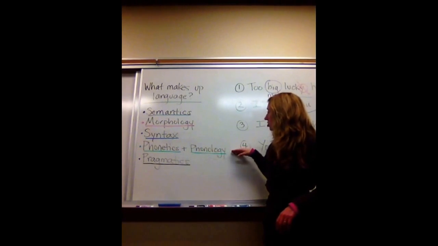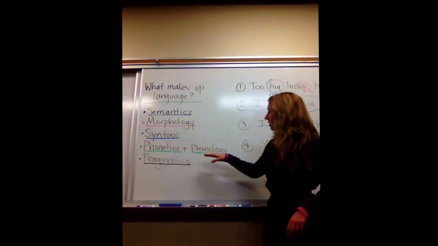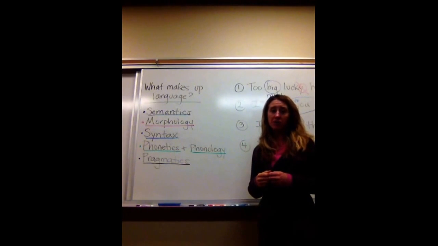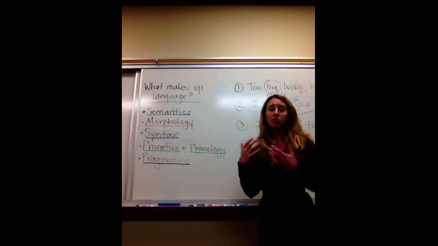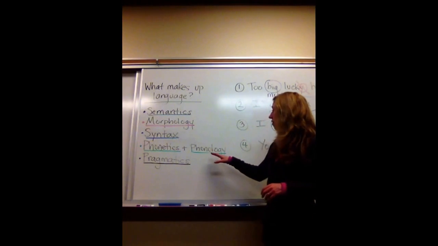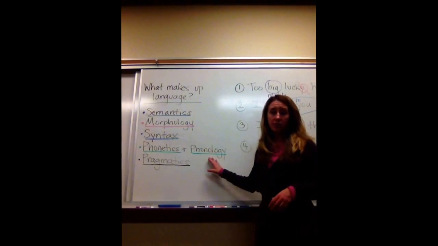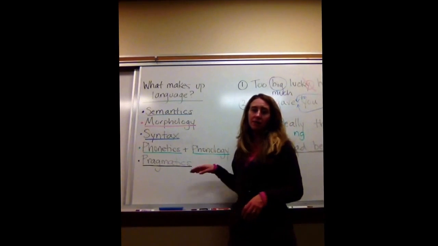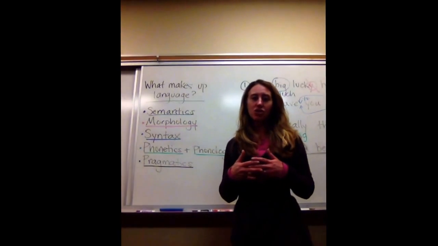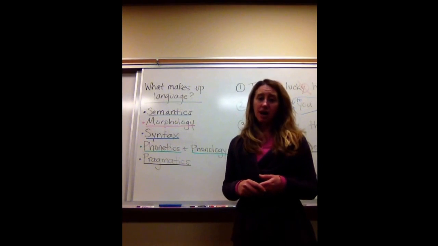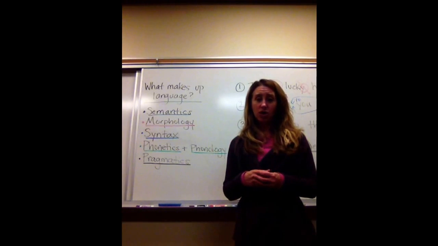Phonetics and phonology, the sounds of the language and what the rules are for when sounds bump up against each other. So for example, if there's a consonant at the end of a word, do you pronounce it or don't you? That is an example of a rule from a language around phonology. And pragmatics, how do you change your language to be appropriate for a certain context, for a certain audience?